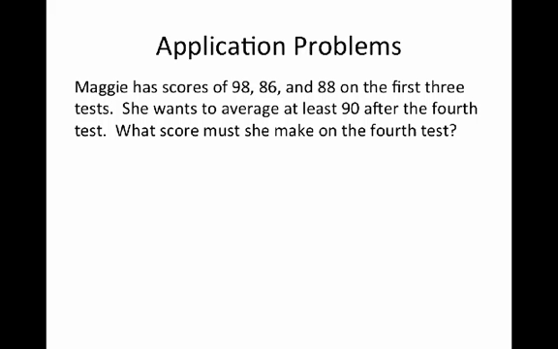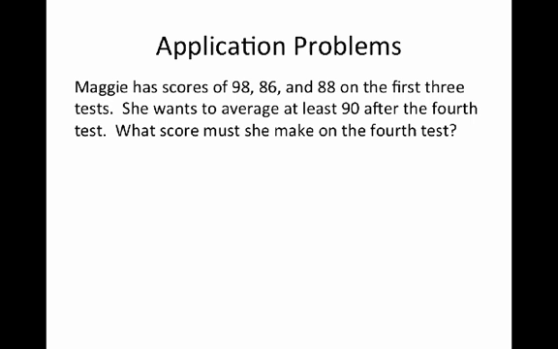Be careful in your reading as you're reading the application problems that you're doing in your homework tonight. Finally, an application problem. Maggie has scores of 98, 86, and 88 on the first 3 tests. She wants to average at least 90 after the 4th test so she can make an A. What score must she make on the 4th test?